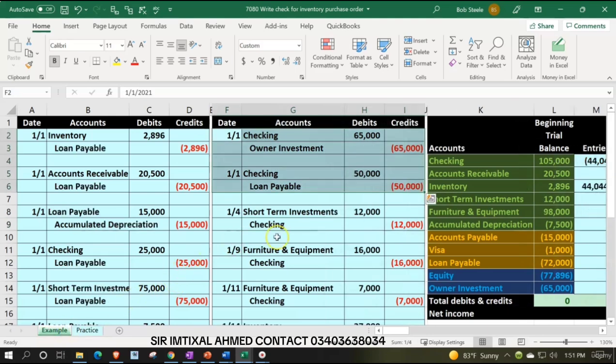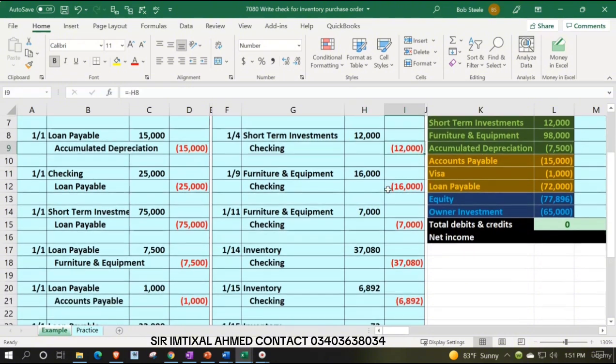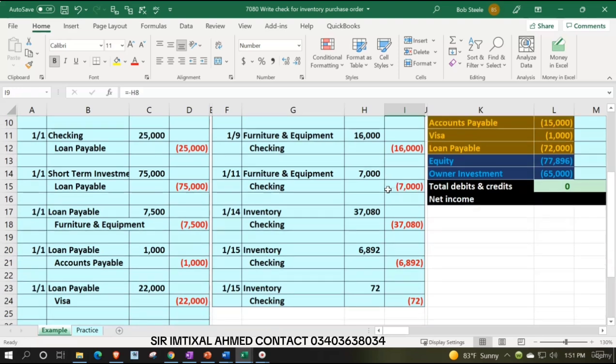In prior presentations, we started off our new business by first investing in it from the owner, increasing cash with an owner investment, then a loan, increasing cash with a loan. Then we took that money, invested in furniture and equipment, and also put some of it into a short-term investment. Now we're going to receive the inventory, or in essence, record transactions related to the purchase of inventory.